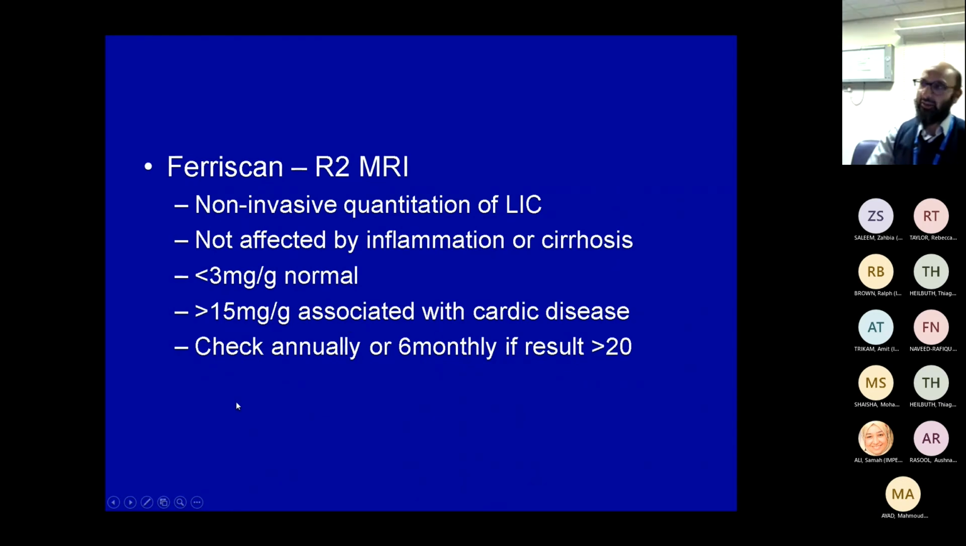When you see a Ferriscan report, you'll see that they normally include a little table which tells you what the different values mean and what the risks of complications are with the different ranges of hepatic iron deposition. Below 3 is normally taken as normal, and a value of more than 15 milligrams per gram is associated with cardiac disease and adverse outcome.